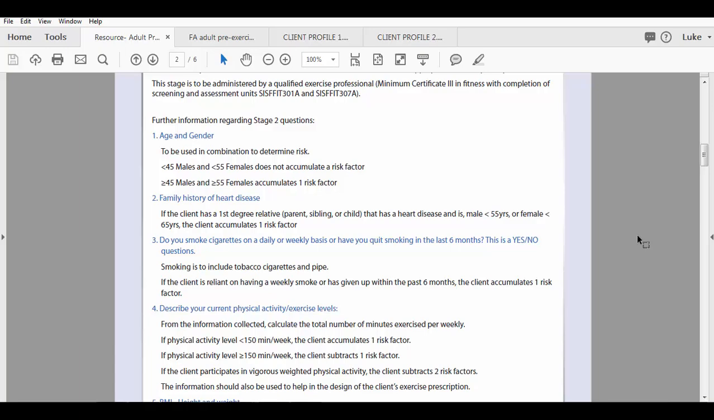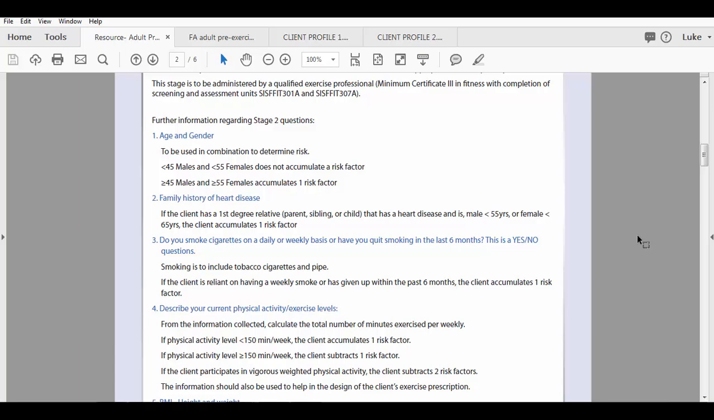But let's start with question 1. So this question relates simply to age and gender. So are you a male who's under 45? Are you a female who's under 55? If that is the case, then you do not accumulate a risk factor score, so you'll get a 0 here. If you're a male equal to or over 45, or if you're a female who's 55 or over, then you automatically get a risk factor score of 1, just based on age and gender.